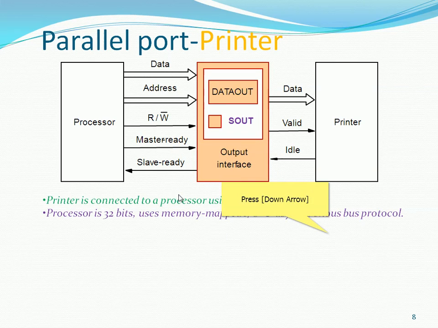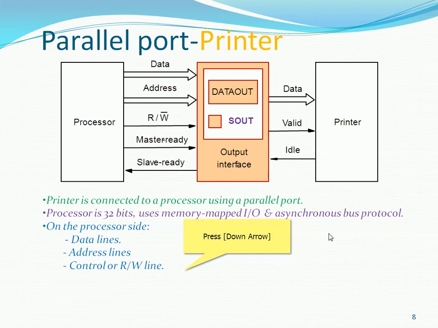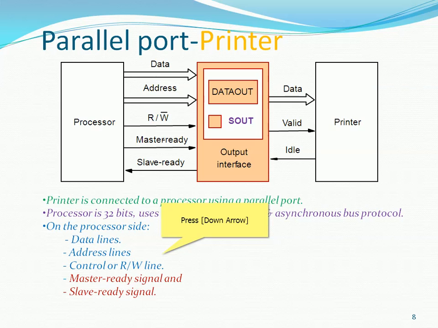Now the processor is 32 bits, using memory mapped IO and an asynchronous bus protocol. There are different lines: the buses for data, address and control. Control may be the read/write signal, or IO control, or IO read, or configuring the IOs, or providing the address for the different devices. All those controlling signals go to the control bus. There are additional signals, as we see, the master ready signal and slave ready signal.